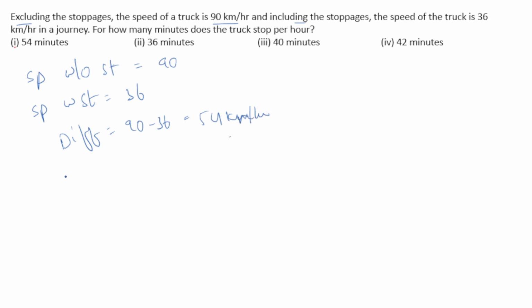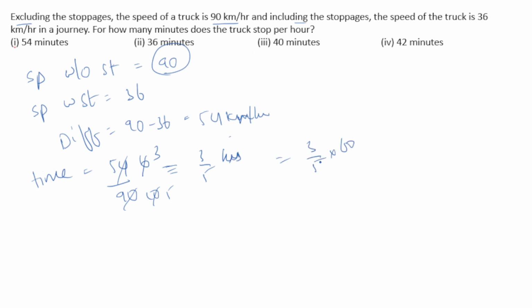So what is the stoppage time per hour? In 1 hour, how much time does it stop? It is the difference divided by the speed without stoppage. This is 54 by 90: 9 into 6, 9 into 10, then 2 into 3, 2 into 5. It is 3 by 5 hours. We have to find this in minutes, so we will multiply this with 60. Here 5 into 12, it is 36 minutes. The answer is 36 minutes.